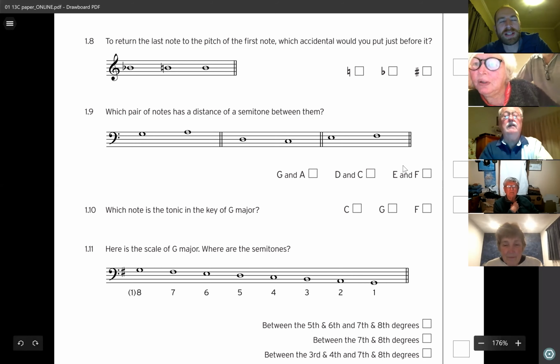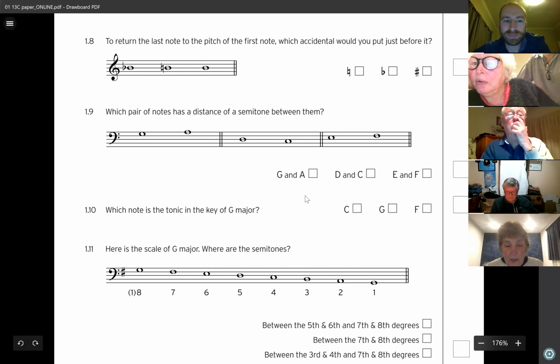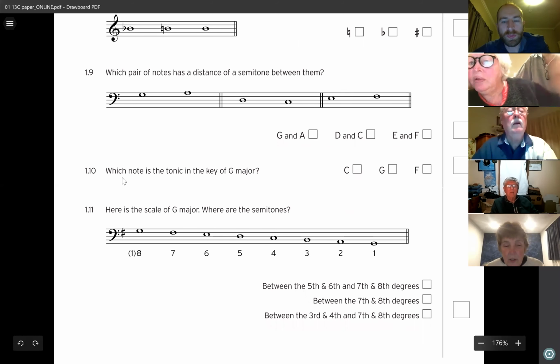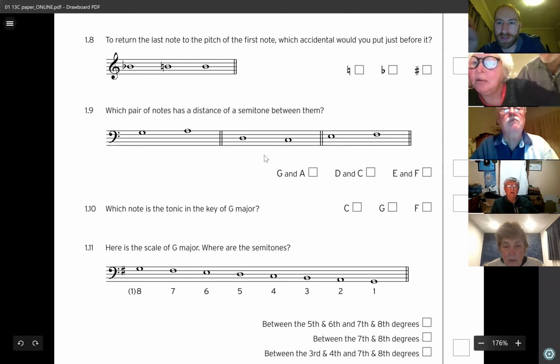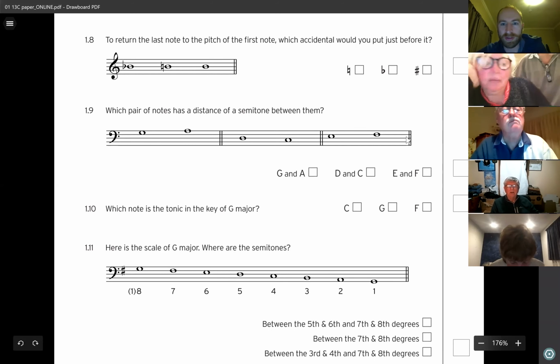I mean, yes, it's always a good idea to have a copy of a piano or something near you. But if you can memorize what a piano looks like, it makes this a whole bunch easier. B and C and E and F are the two white notes which are right next to each other. Yes, but there are white notes that don't have a black note in between them, right? Which is E and F or B and C.